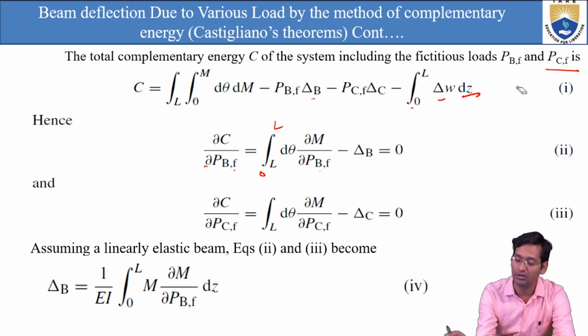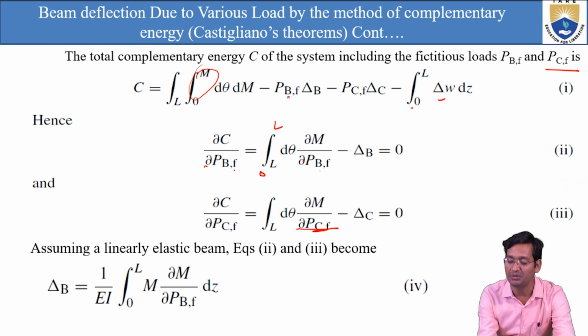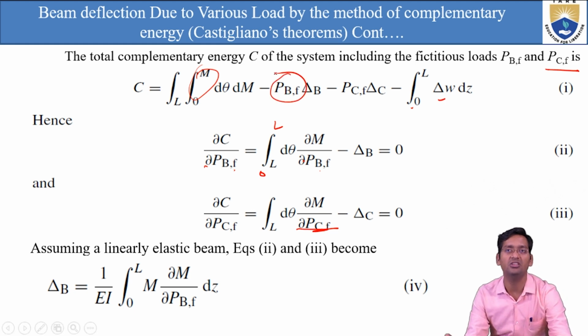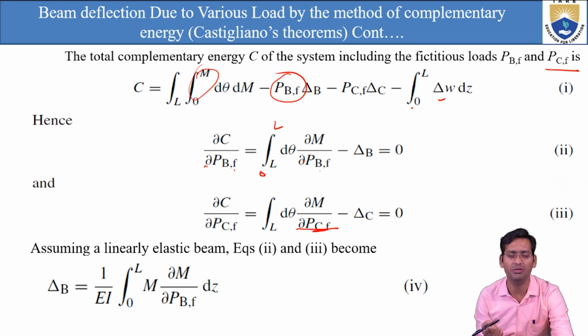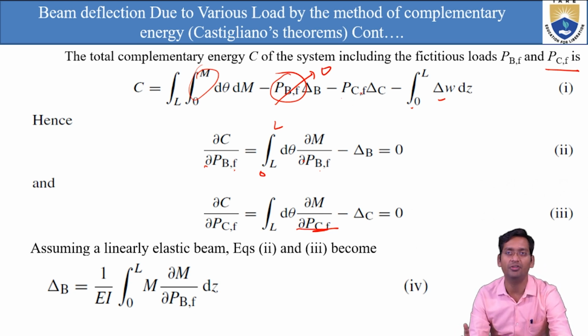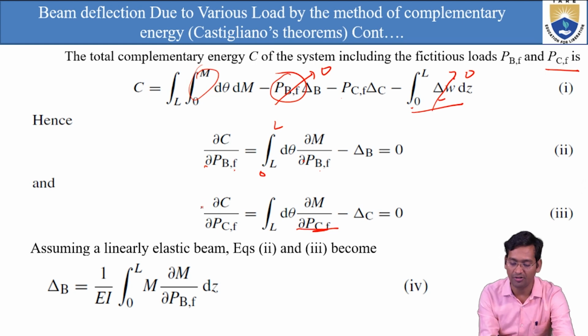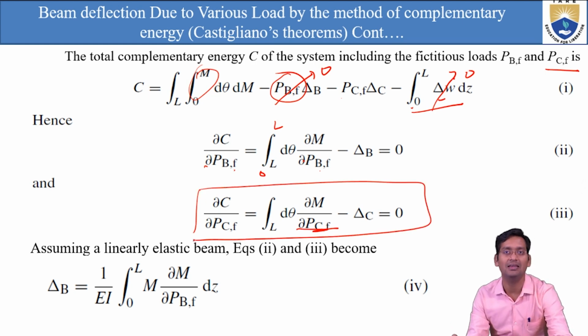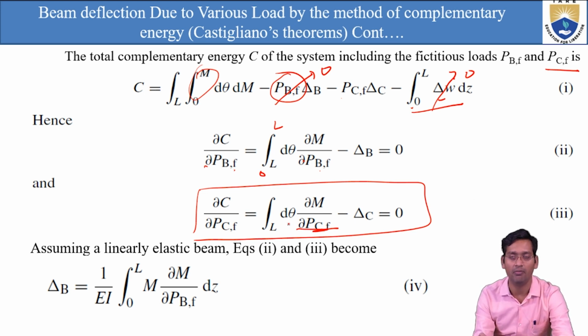Now if we differentiate with respect to PCF, then what happens? So del C by del PCF into, similarly, d theta, this again will get cancelled. So integral of L d theta by dm, by del PCF. This time PBF is constant because we are differentiating with respect to PCF, so differentiation of the constant will be 0. Similarly, PCF is variable this time, so PCF differentiation is 1. And again this will be constant, so this again will be 0. Right. So after differentiating, we got del C by del PCF equals integral of L d theta into dou m by dou PCF minus del C equals 0.